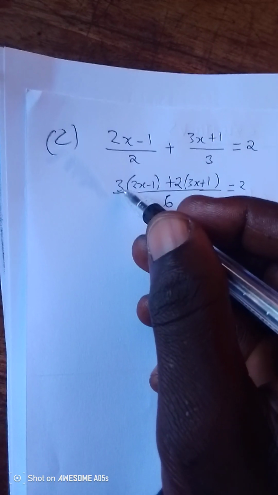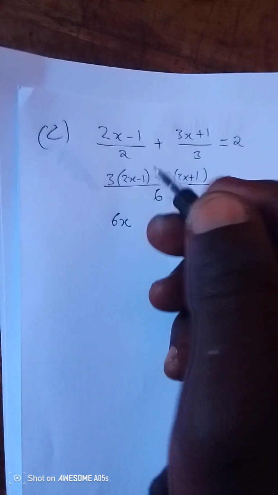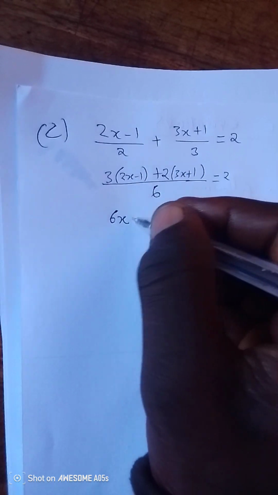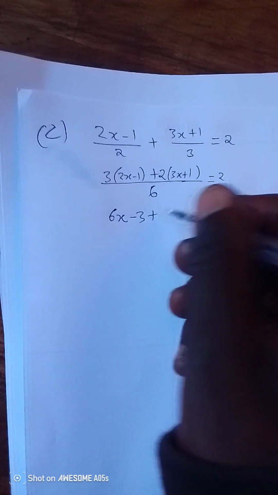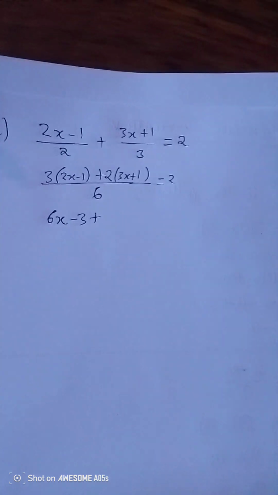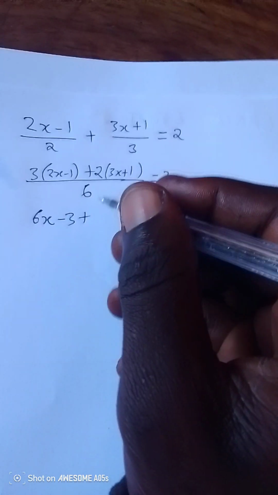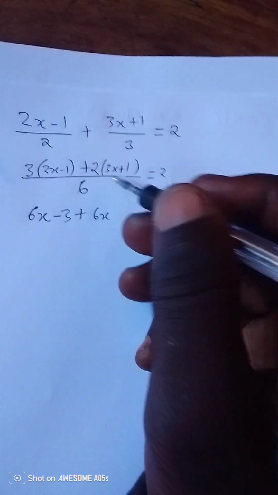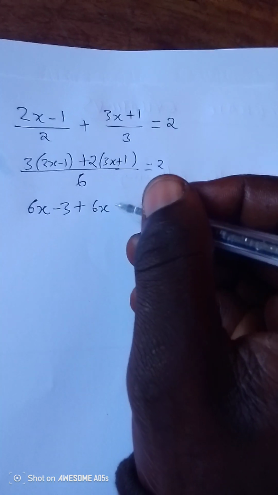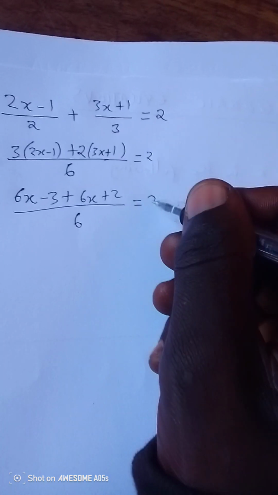So we are going to say 3 times 2x. We are going to get 6x. Then 3 times negative 1, we are getting negative 3. Plus 2 times 3x, we are getting 6x. Then 2 times 1, we are getting 2. Then everything over 6 equals 2.